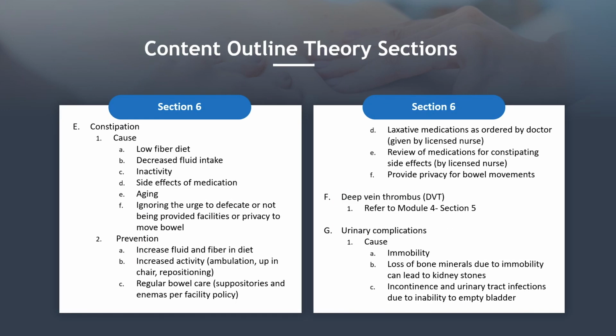Constipation. Cause: low-fiber diet, decreased fluid intake, inactivity, side effects of medication, aging, ignoring the urge to defecate or not being provided facilities or privacy for a bowel movement. Prevention. Increase fluid and fiber in diet, increase activity, ambulation, up in chair, repositioning.